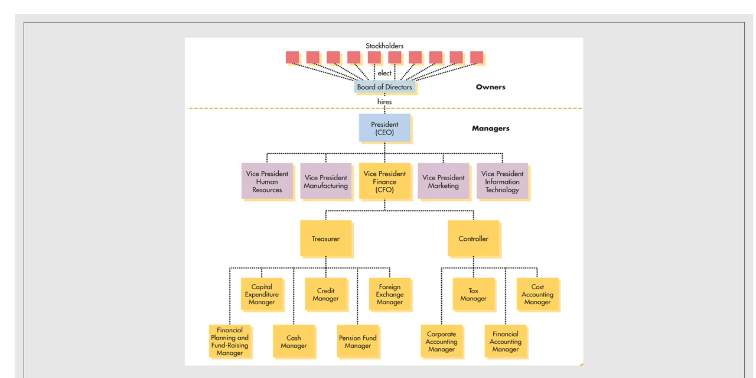So shareholders, there are different types of shareholders. There are institutional shareholders, there are individual shareholders, and there are block holders. Institutional shareholders are shareholders who own stock on behalf of someone else. So an example would be a pension fund. A pension fund may own shares of stock, but they own that stock for the employees of that company that are going to receive that pension.